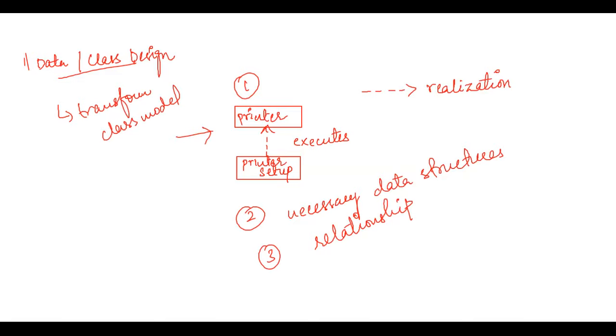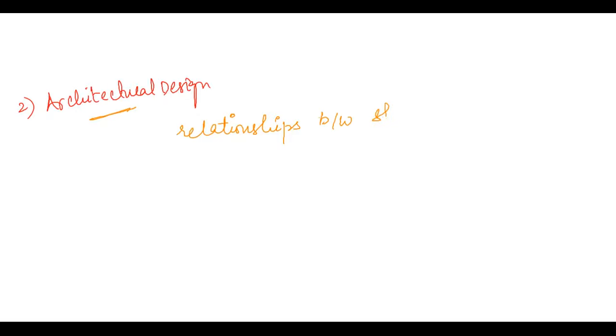A part of this data and class design can be implemented by the second one, that is your architectural design. What is the task within the architectural design? The architectural design is going to identify all the relationships. I've told you that the data and class design can work in conjunction with the architectural design. So it is going to identify all the relationships between the different structural elements.